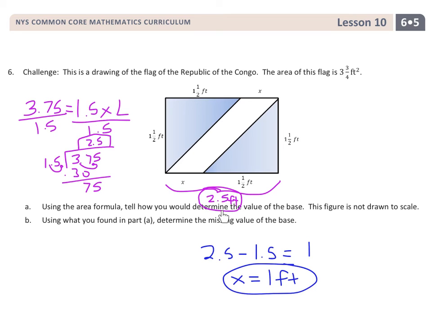So to do B, all you got to do is take that total 2.5 feet and subtract the 1.5 feet that is already there, and you will get left with X. So X is equal to 1 foot.